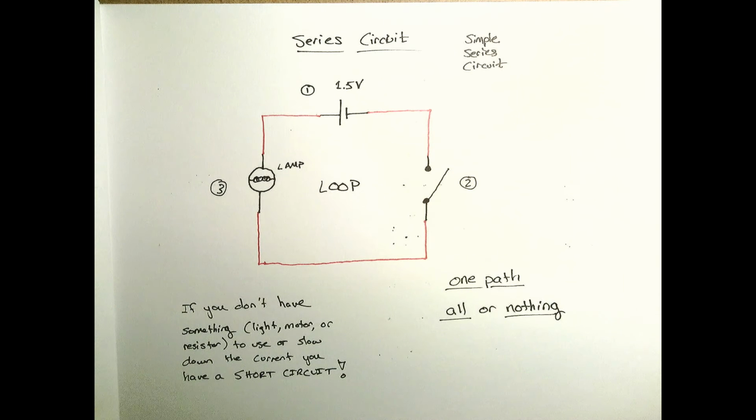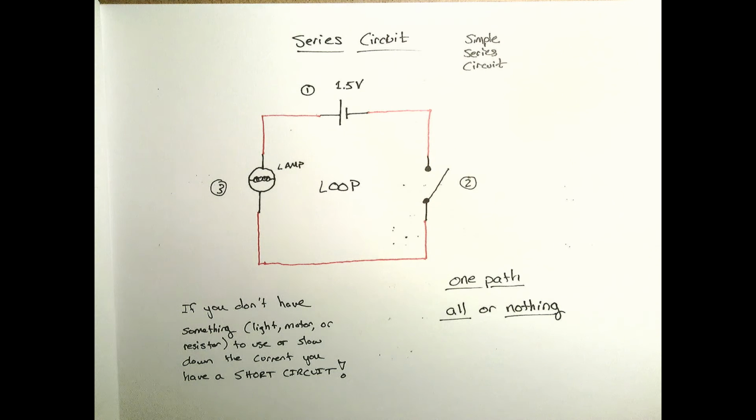So we put lamps in circuits, we put motors in circuits, we put resistors. Basically, we put something in the circuit to use up that electricity to keep the current down. Okay? If we pull too much electricity through that circuit, it can potentially be very, very dangerous.